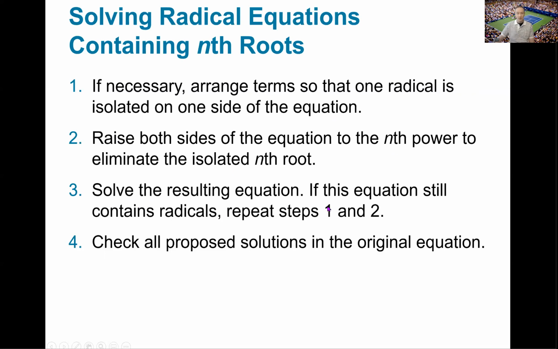Solve the resulting equation. If the equation still contains radicals, we'll repeat steps 1 and 2. So sometimes you might raise to a power and you still have a radical left inside. So you'd have to do it again and again and again. And that can make for a pretty frustrating problem sometimes. I don't think we're going to see any of those. I don't recall any in the homework that required that third step. Check all proposed solutions, and this is not a suggestion here. It's a mandatory statement. You must check the proposed solutions.